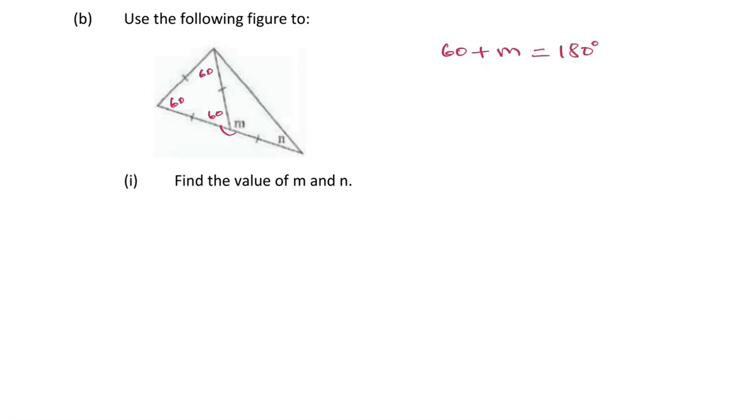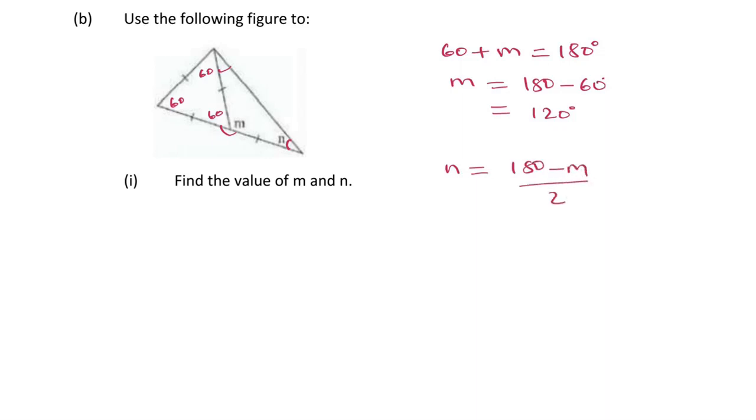Let us now collect the constant terms. Our equation is going to be m equals to 180 minus 60, of which after solving this, we are having 120 degrees. Okay, so now to find n, let us consider this isosceles triangle. We know that isosceles triangles have two equal sides. Then n equals to 180 minus m over 2.